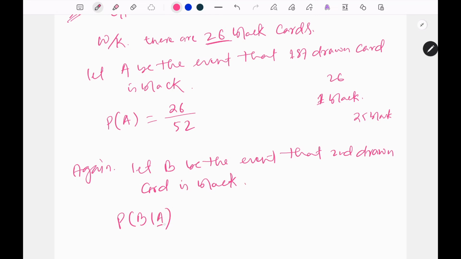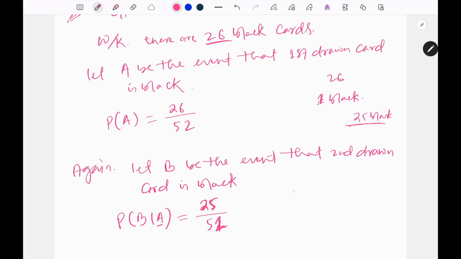That means A has occurred. We have already drawn one card. So probability of B given A will be how much? Total black cards are 25 out of how many cards? 52. Since we have already drawn one card, it will be 51.